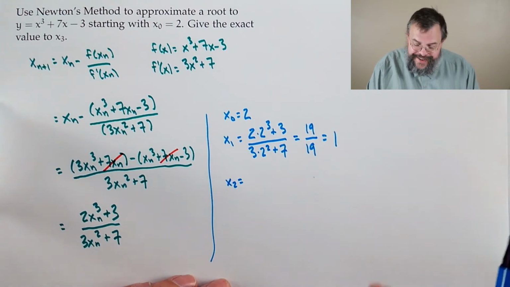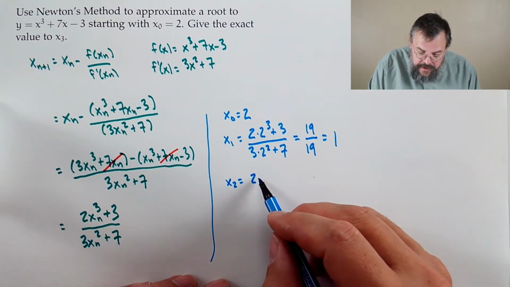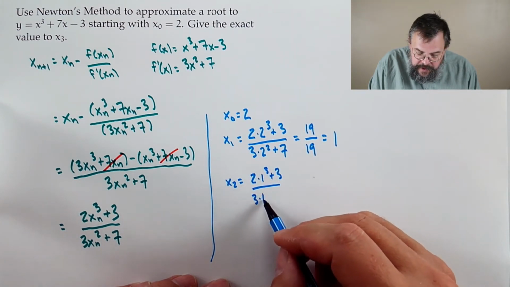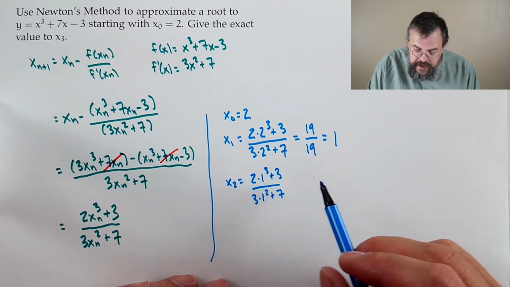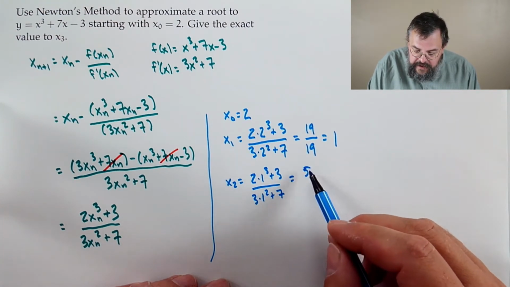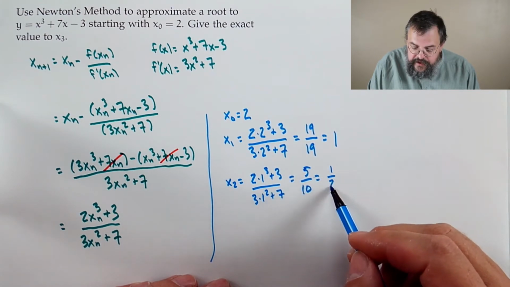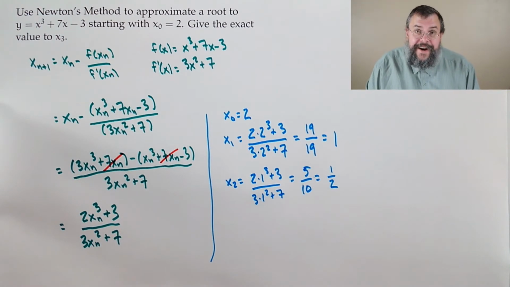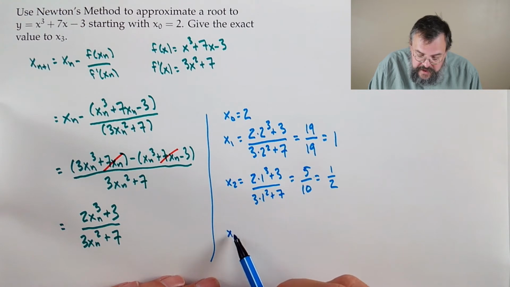So much easier. Okay, so we plug in 1. So we have 2 times 1 cubed plus 3 over 3 times 1 squared plus 7. Well, that's 2 plus 3 is 5. 3 plus 7, 10. 5 tenths, also known as a half. All right, good, nice. Now, last one, right? Because we only had to go to x3.